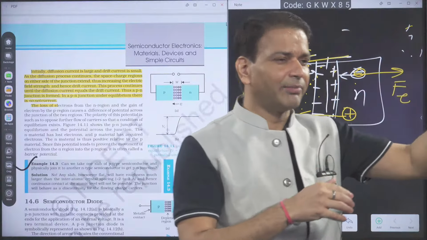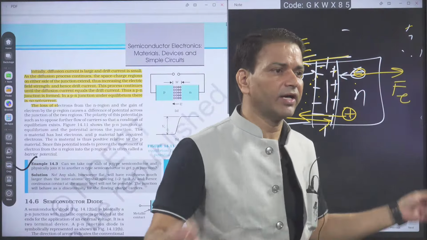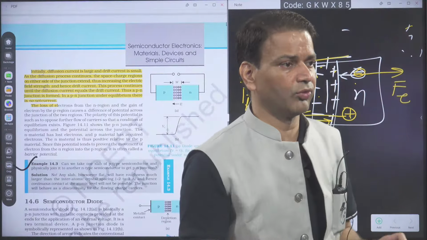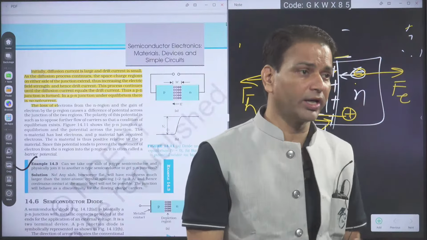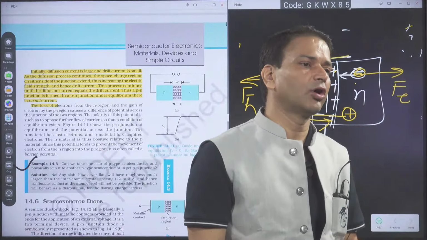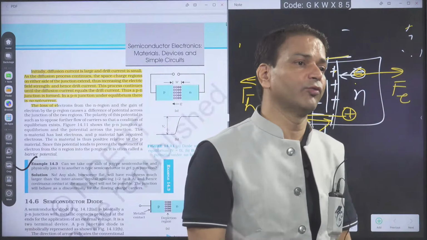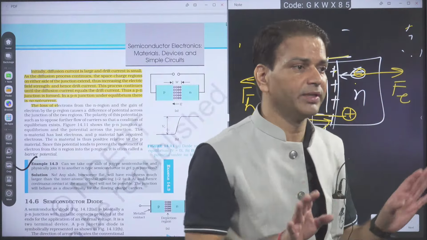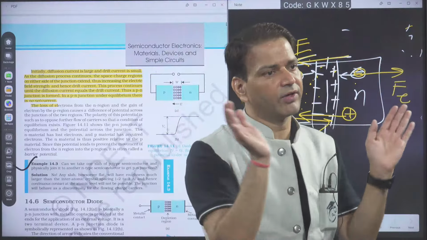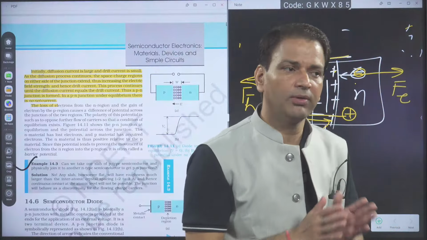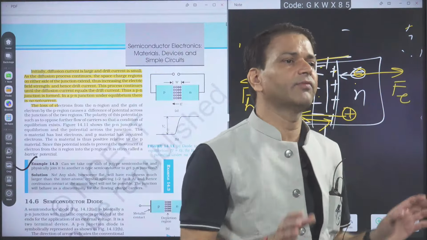In JEE Main also they asked this question: one conducting wire is connected with the PN junction diode. What is the direction of the current in the conducting wire? There will be no current. Why? Without a battery, current will not be there. Diffusion will flow from P to N, drift will flow from N to P. When the PN junction forms, there is no current without the battery. Okay.